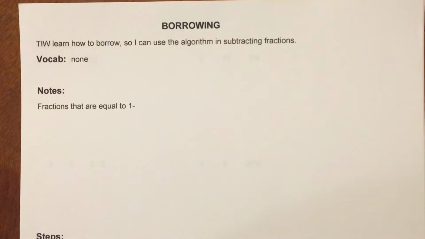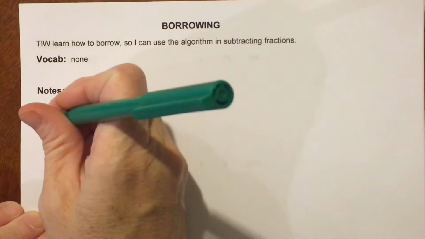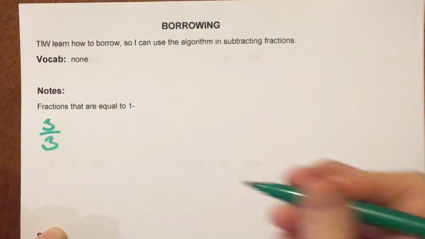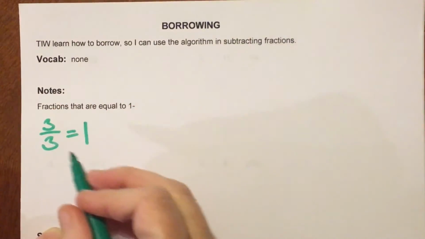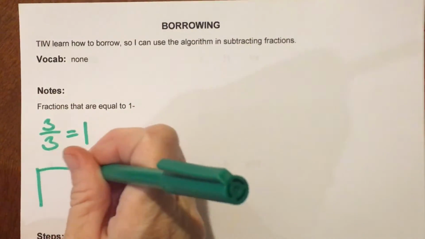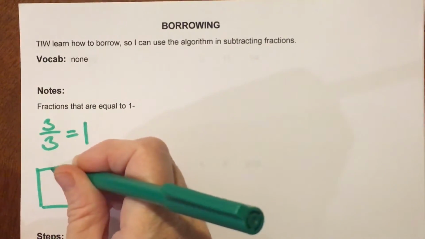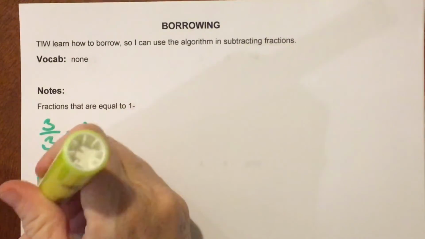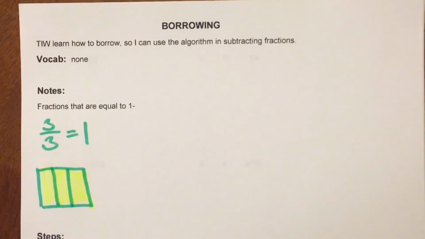We don't have any vocab, but we do have some notes. This is really important to understand: fractions that are equal to 1. There is an infinite amount of fractions equal to 1, and hopefully you'll see a pattern soon. 3/3 is equal to 1, and the reason is that I had a whole, it was cut into 3 pieces, that's what the denominator tells me, and the numerator means I have all 3 pieces. So that is the same as 1 whole.